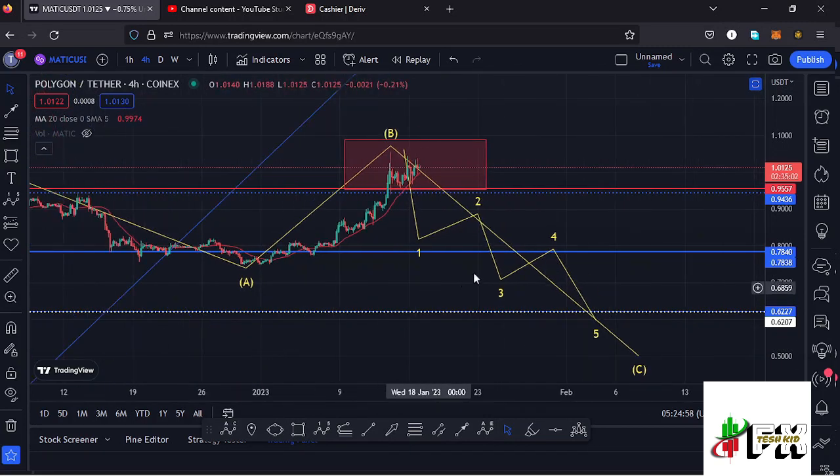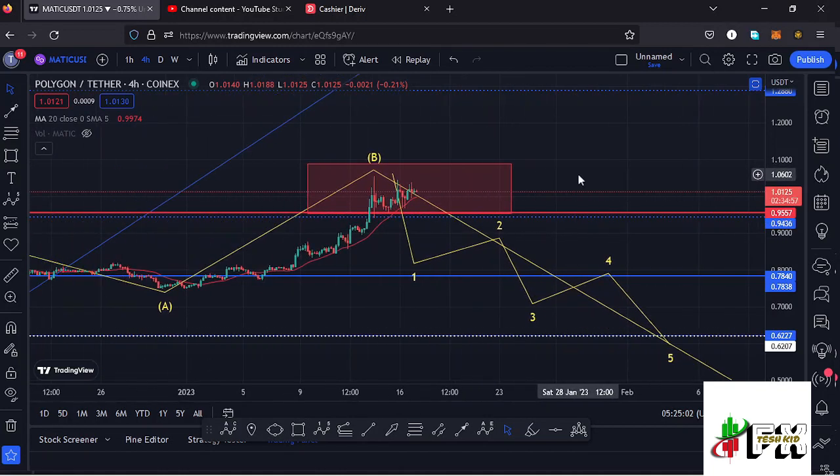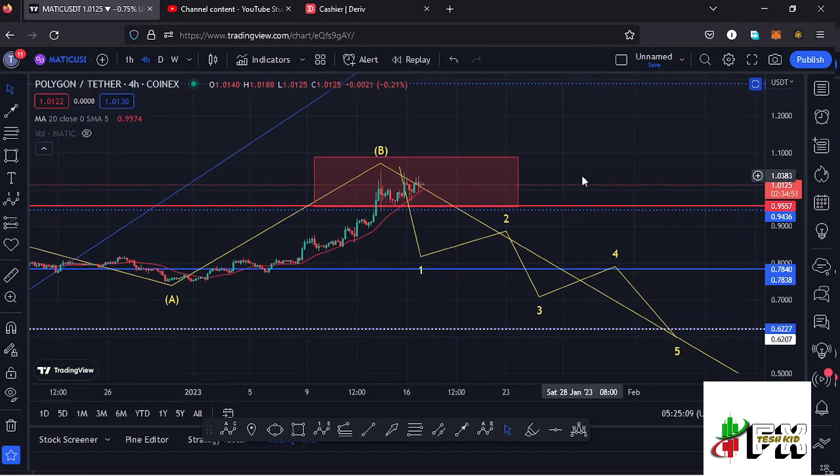And for this move to play out, we need to lose the 20-day MA, which is now acting as support, and also lose the key area of support at around the $0.9557 mark. In case that happens, then that will be the start of this 5-wave structure to the lower side in the formation of that wave C to the lower side.